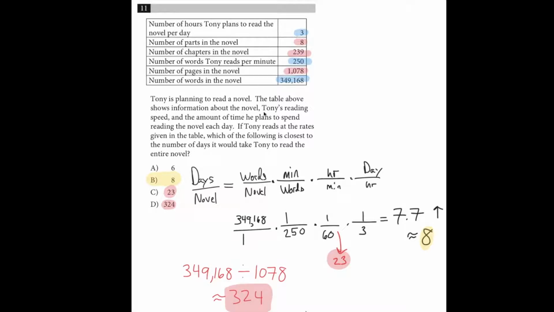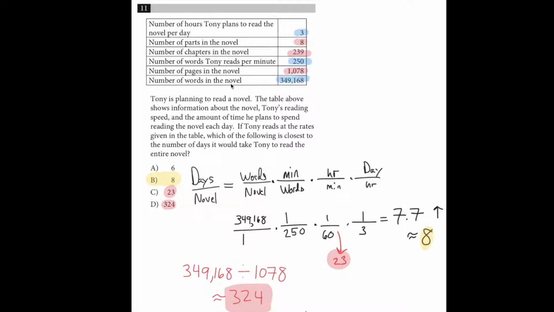Question number 11. Tony is planning to read a novel. Most of these numbers you don't need. You don't need to know the number of pages in the novel. You don't need to know the number of chapters. 239 chapters, that's a lot of chapters. The number of parts in the novel is 8 parts.